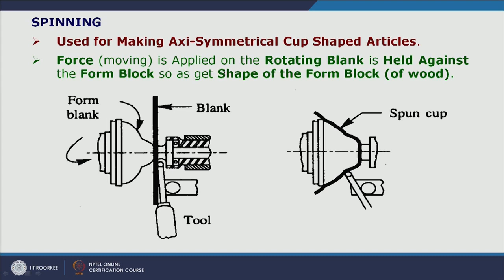So, the force is applied onto the rotating blank held against the form block. This hand tool will be used to apply the force onto the sheet metal when it is rotating, because the form block is rotated. With the form block, the sheet metal is also rotated, and the tool is applied against the rotating sheet metal so that it takes the shape of the form block. The form block is normally made of wood.